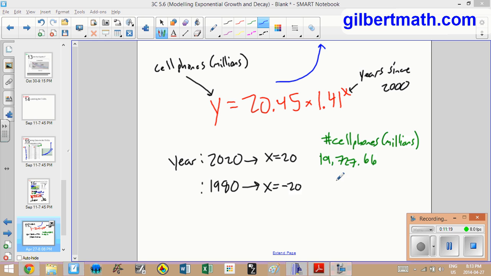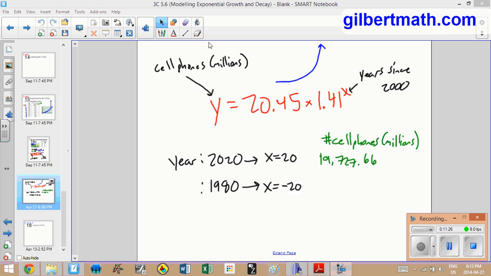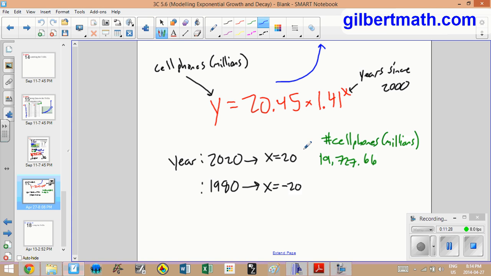Okay, so when I did this, I got 0.021 million. So if we multiply that by a million, I just meant moving the decimal place to the right, we would have just over 2,000 cell phones back in 1980.